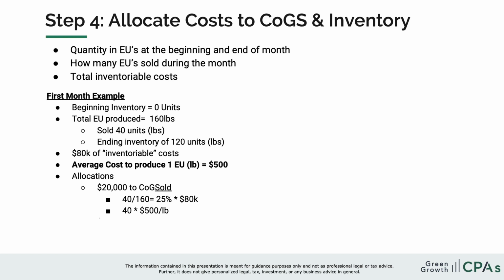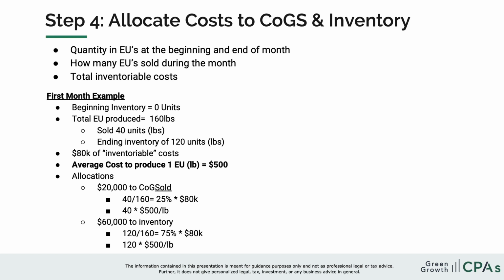So what percentage of that was actually sold? It's 40 of the 160 pounds. So 25% of that $80,000, which is $20,000. Or you could just do the math and say, we have $500 per pound, 40 pounds got sold, so $20,000 to COGS. This is where it's really important to understand what your true cost per pound is.